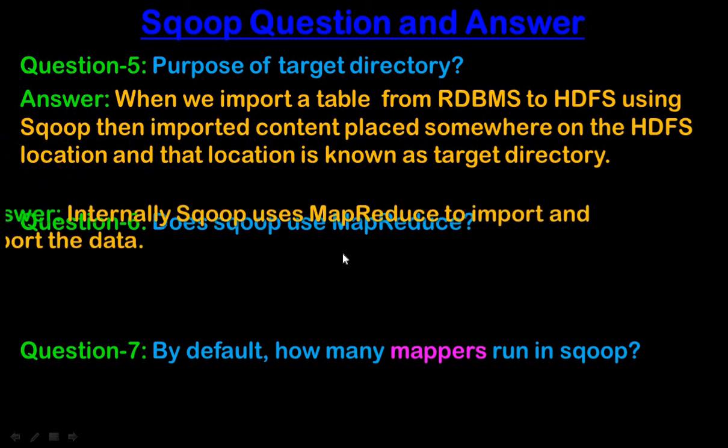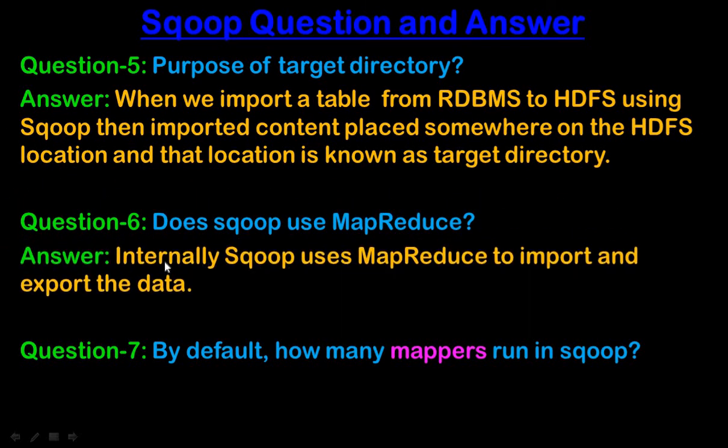Question 6 is, does SQOOP use MapReduce? So the answer is yes, SQOOP uses MapReduce internally. Internally, SQOOP uses MapReduce to import and export the data. So in this way, let's see question 7. By default, how many mappers run in SQOOP? The answer is by default 4 mappers run in SQOOP.